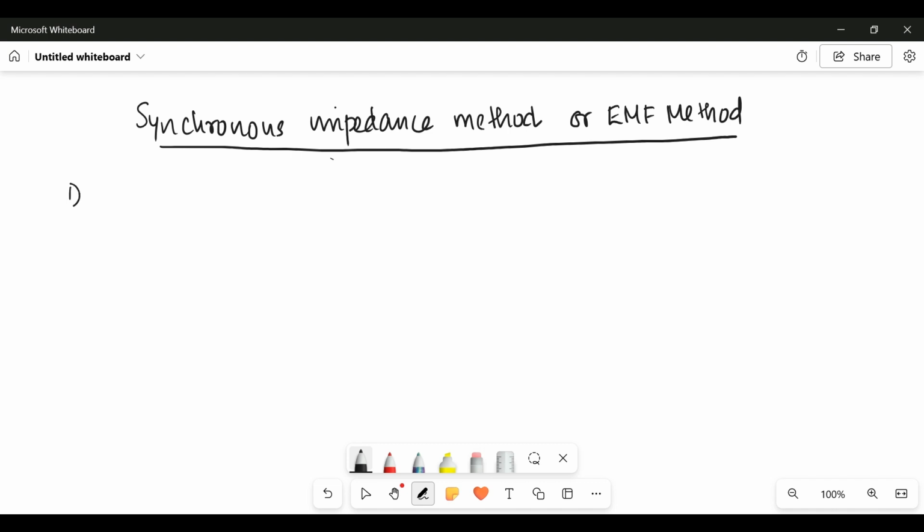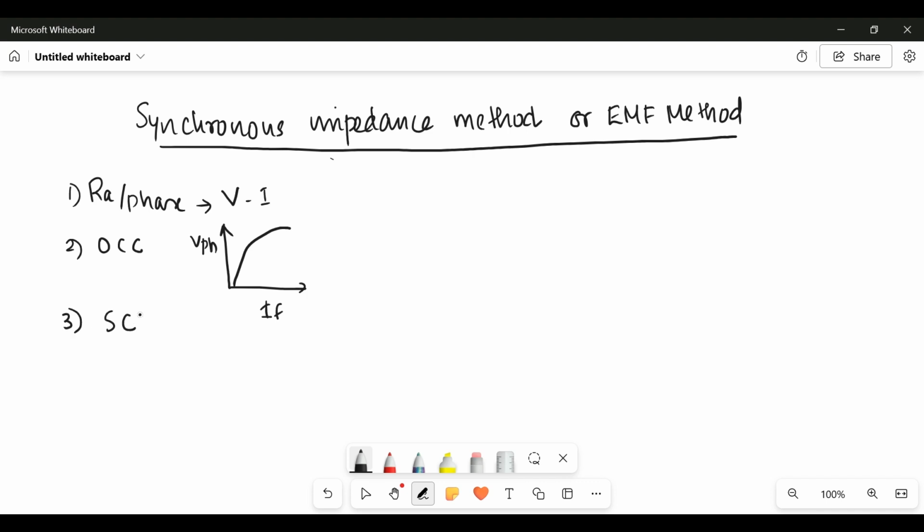First one is the armature resistance per phase, which we can find out by the voltmeter ammeter method as we have already discussed. And the second one is the open circuit characteristics, which is a graph between the field current and the open circuit voltage, V phase. The third one is the short circuit characteristics, which is a graph between field current and the short circuit current.